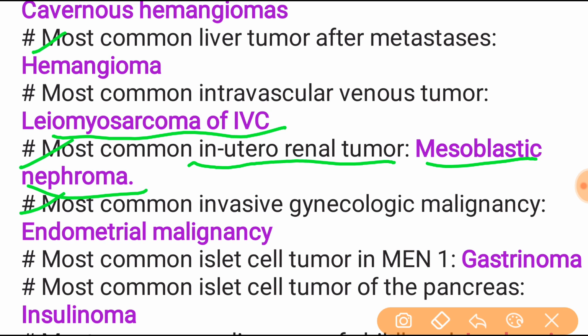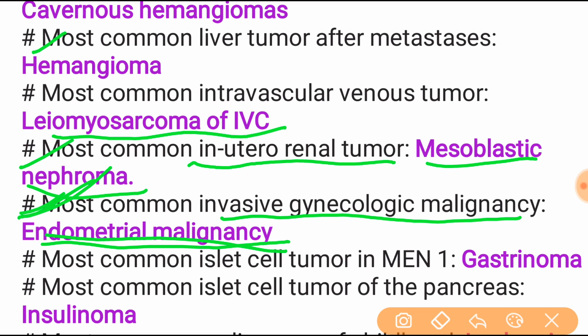And the most common invasive gynecological malignancy is endometrial malignancy. This is also a most important question, and you have to revise the TNM classification of endometrial and ovarian carcinoma. That means one question is always based on the TNM classification of ovarian and endometrial malignancy. The most common islet cell tumor in MEN1 is gastrinoma.